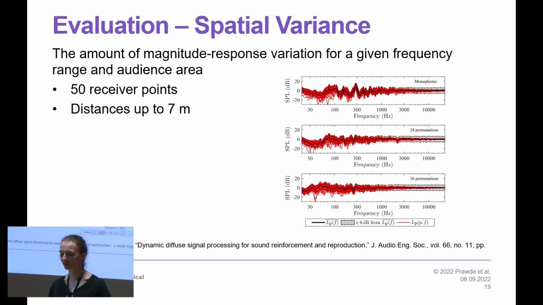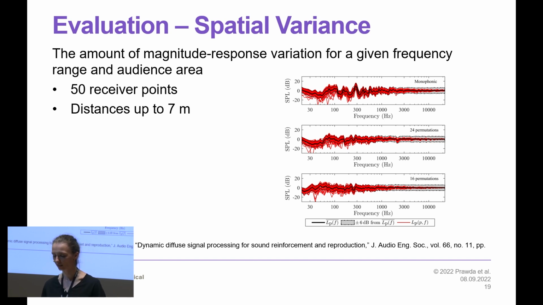All right, so we evaluated our algorithm in terms of correlation, but we also want to check the spatial variance, which tells us the amount of magnitude response variation for a given frequency range and audience area. So we simulated the area of the audience of 50 receiver points, and the distances between them are up to 7 meters. And here in the top pane of our figure, we have our monophonic case, so all signals are the same. In the middle pane, we have our basic 24 IVN permutations, and then in the bottom pane, we have our 16 orthogonally mixed IVN permutations.